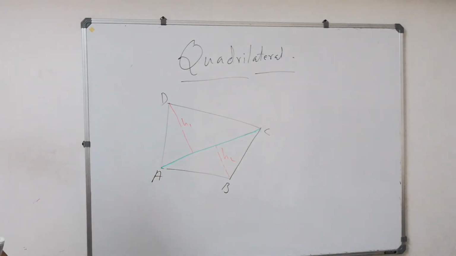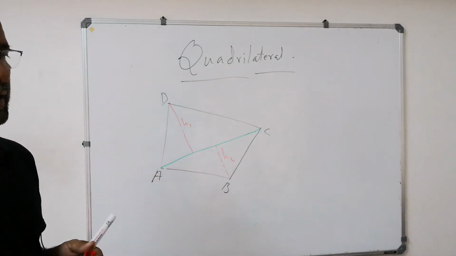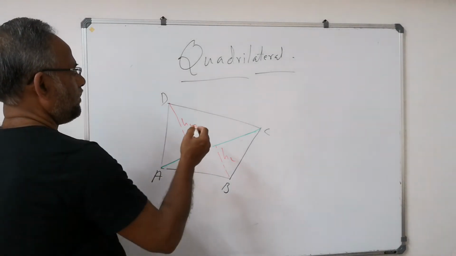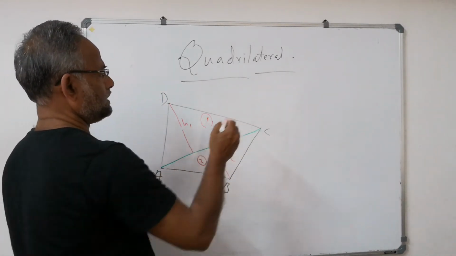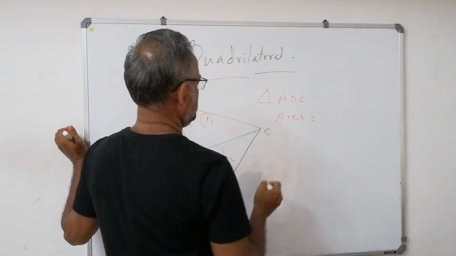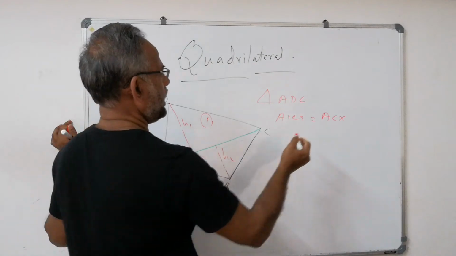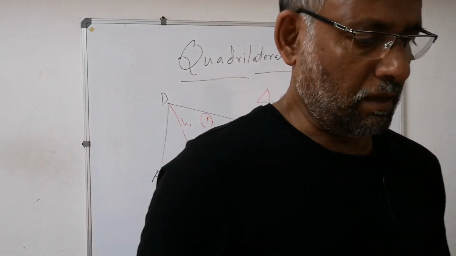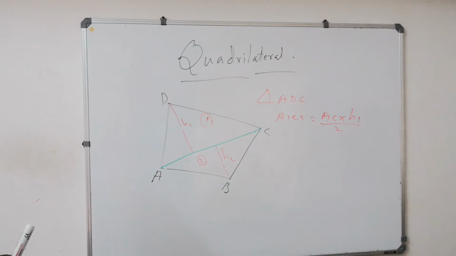What is the area of a triangle? The area of a triangle is base into perpendicular divided by 2. Here, the perpendicular is the height. First triangle and second triangle. So, triangle ADC. The area of triangle ADC is equal to base AC into H1 by 2, half into BH. Am I right or not? Yes, half into AC into H1.